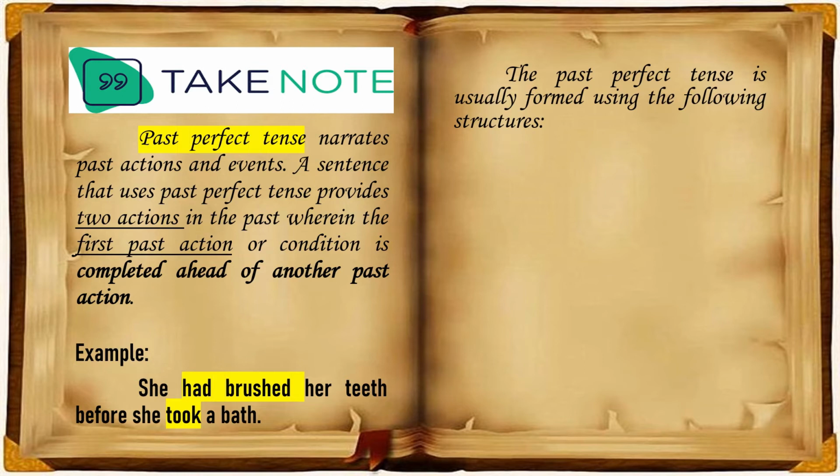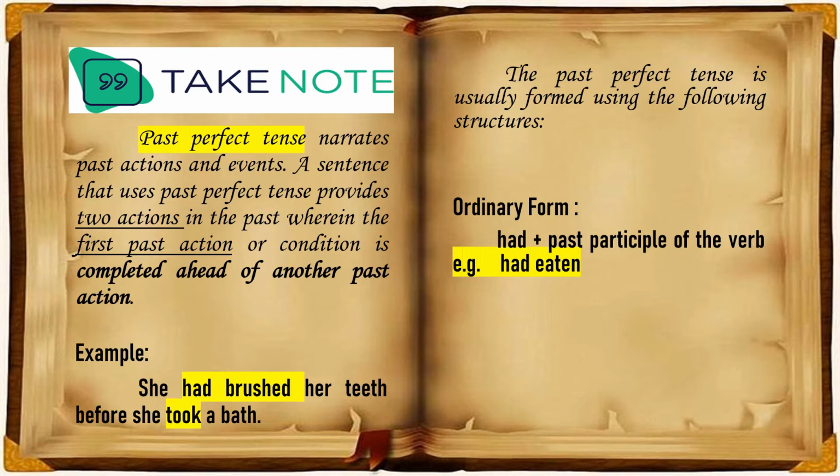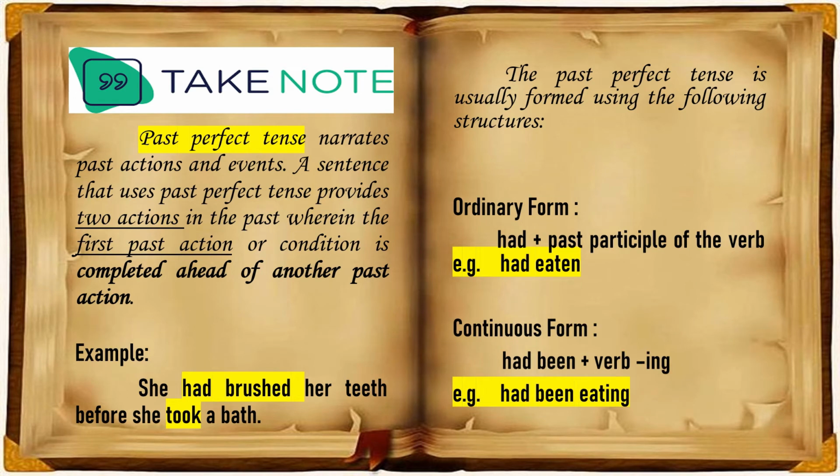The past perfect tense is usually formed using the following structures. For ordinary form, we have had plus past participle of the verb. For example, had eaten. Had is the auxiliary verb and eaten is the past participle of the verb eat. For continuous form, we have the pattern had been plus verb in ing. For example, had been eating. We are using the auxiliary verbs had and been and the continuous form of the verb eat, which is eating.